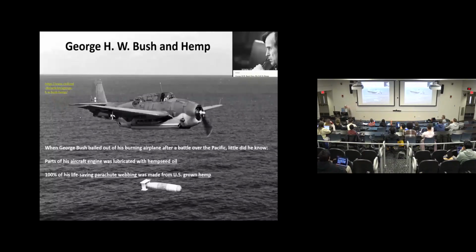But what he didn't really know is this is the type of plane that he was flying. The engine was lubricated by hemp seed oil, and even more importantly, all of the parachute webbing was made with hemp fibers. So George H.W. Bush owes his life to a hemp-made parachute. Okay? This is not something that soybean can do, and we're not talking about new medicines here. We're talking about something completely different, but this is why this plant is so interesting.